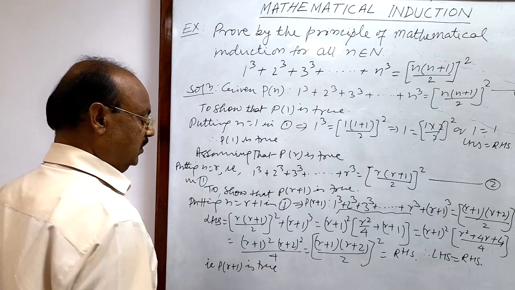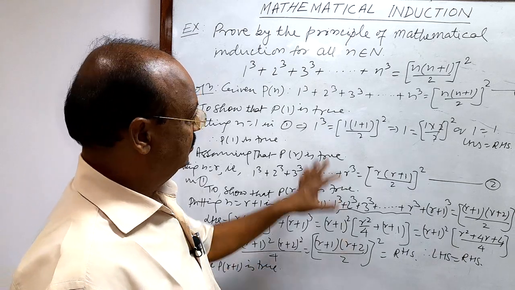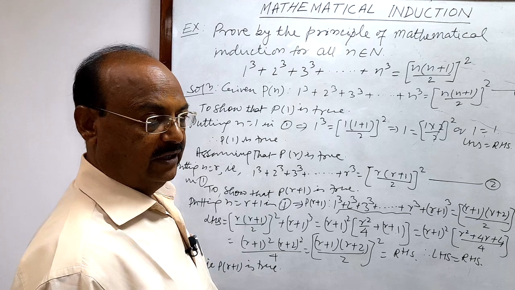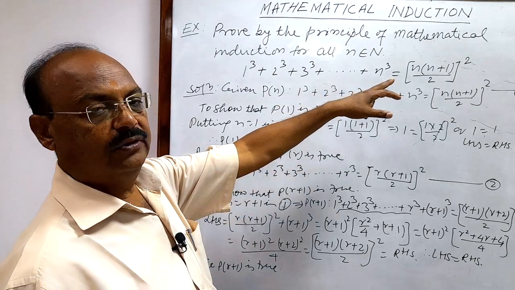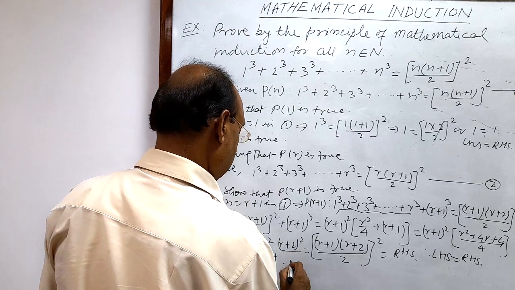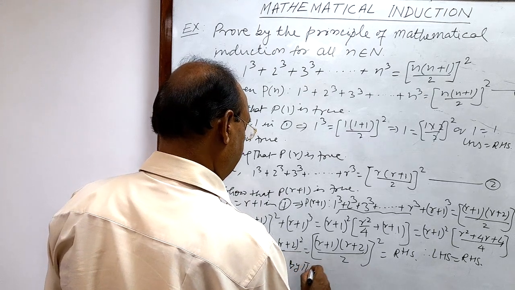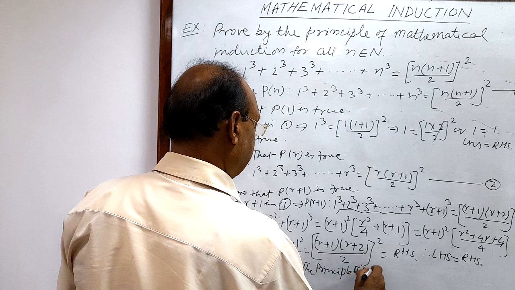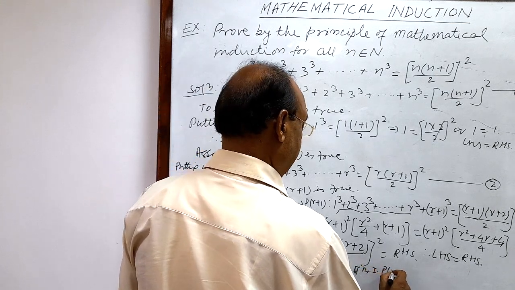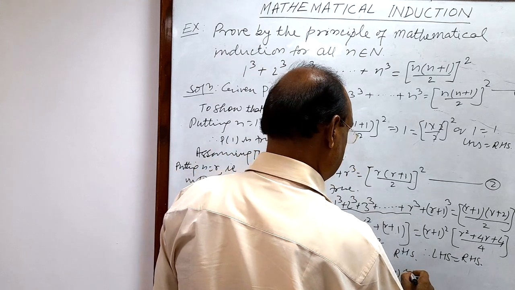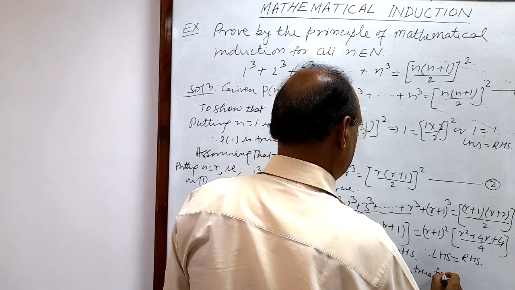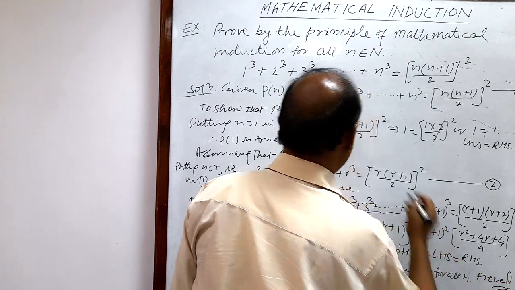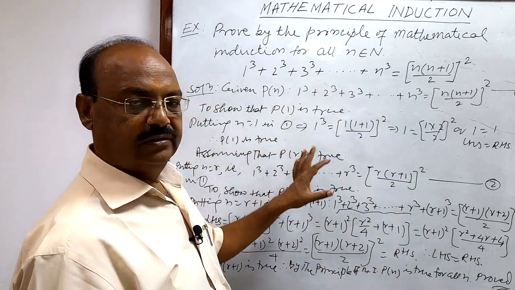Now we have to write one line statement at the last of this solution. What will we write? We will write that by the principle of mathematical induction, this statement is true for all n. So therefore by the principle of mathematical induction, the statement Pn, this given statement Pn, is true for all n. So we got the result. This question has been proved here. So this is a very interesting solution.